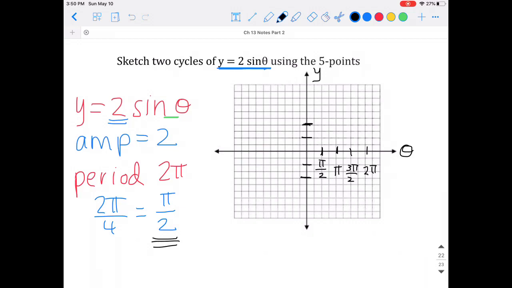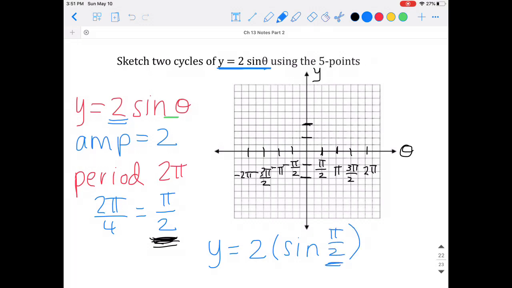We can do the same thing on the negative x-axis. So we have negative pi over 2, negative pi, negative 3 pi over 2, and negative 2 pi. So now because this pi over 2 is representing our theta, that's our interval, we can rewrite this equation as y equals 2 times sine of pi over 2.